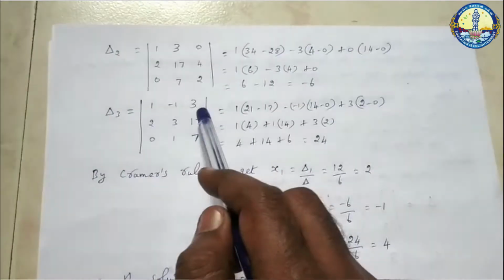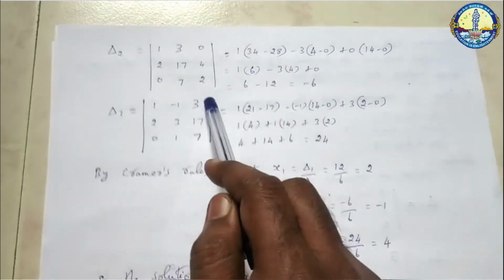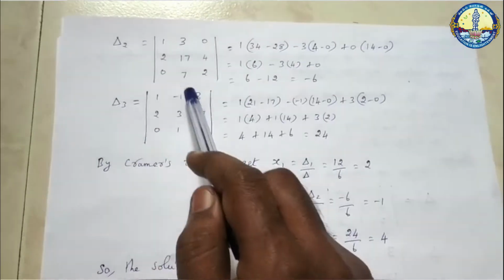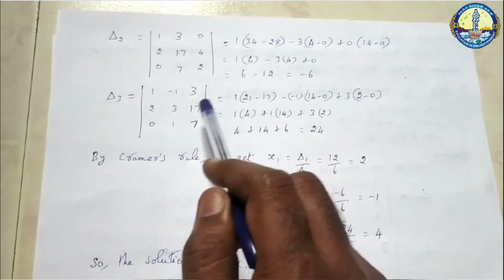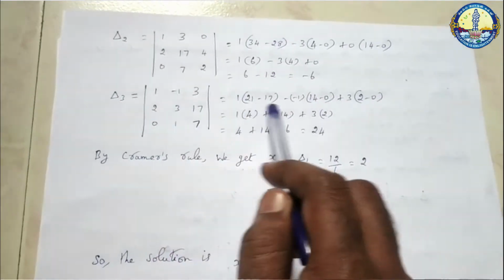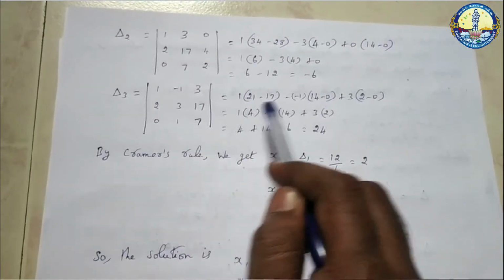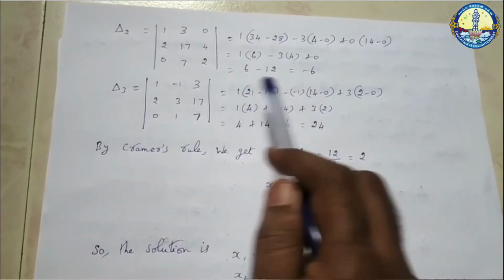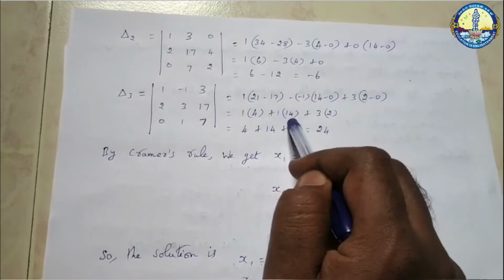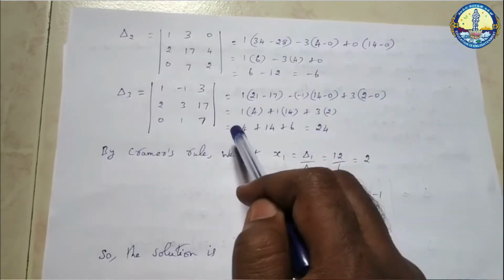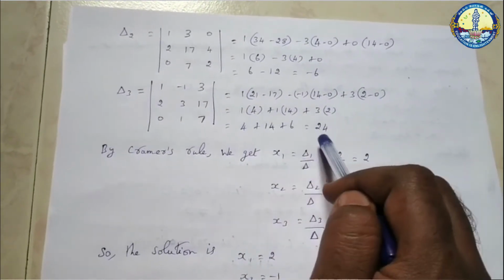And del 3. We have to change the third column into the solution column 3, 17, 7, and write the first column and second column as they are, and find the determinant. 1 into (3 sevens are 21 minus 17), minus (minus 1) into (7 twos are 14 minus 0), plus 3 into (2 minus 0). So 1 into 4 plus 1 into 14 plus 3 into 2. So 4 plus 14 plus 6 equals 24.